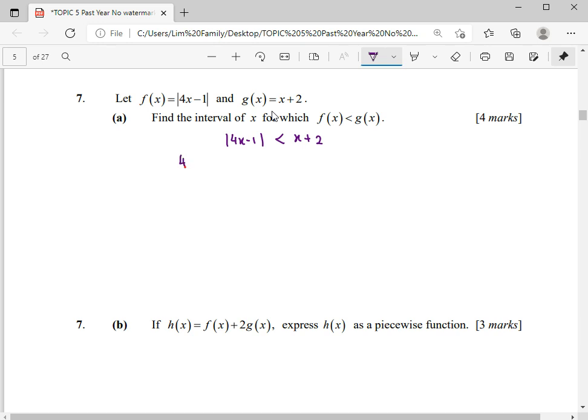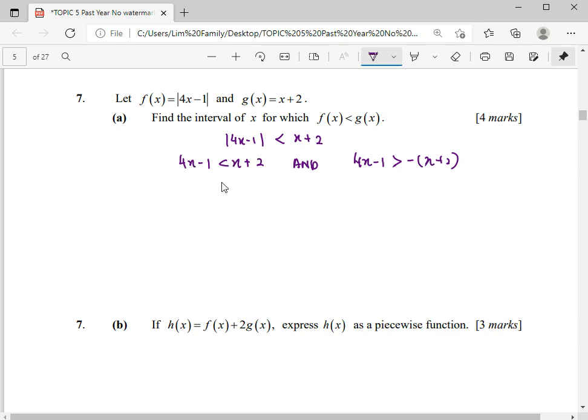Open the modulus, it will be 4x minus 1 less than x plus 2, because for less than, the definition is "and". And then for 4x minus 1 greater than, insert the negative. Okay, then we simplify. We have the left hand side part and the right hand side part, so we simplify part by part.